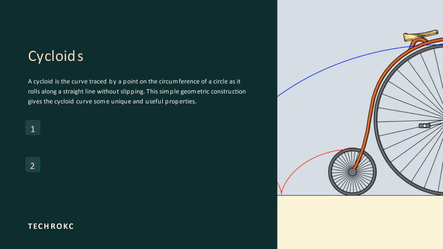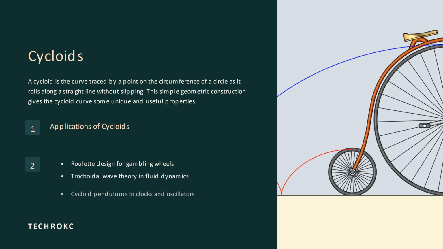The next is the cycloid. The cycloid is a curve traced by a point on the circumference of a circle as it rolls along a straight line without slipping. Some of the applications of the cycloid are roulette design for gambling wheels, trochoidal wave theory in fluid dynamics, cycloid pendulum in clocks and oscillators, as well as cycloidal gears for power transmission.